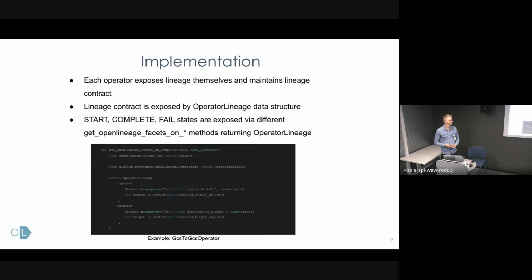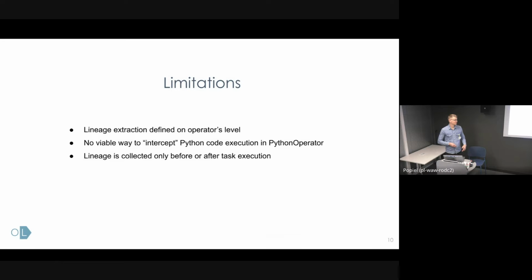Here's the example for GCS to GCS operator. This is actual code. So it looks pretty simple, and it is simple. We just gather what has been defined as source and target objects and translate it to input and output datasets in OpenLineage. But this implementation, in terms of PythonOperator, has its limitations.